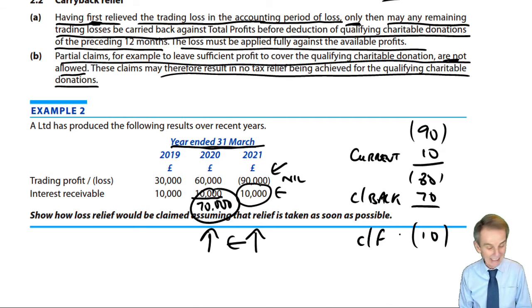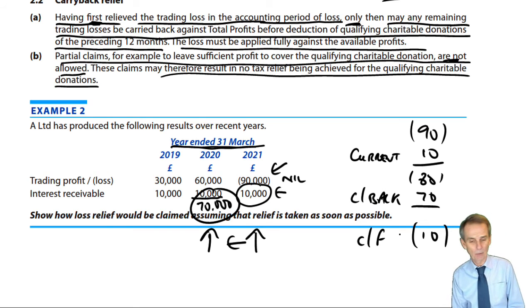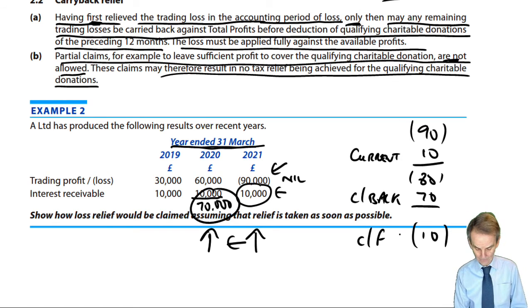There's only one thing that can be done with that, it must be carried forward. Now, again, you have a look at what we've done there. I know I've gone through that quickly, but hopefully you've got the idea behind this. To relieve as soon as possible equals current period claim followed by carry back claim. Both are against total profits, and there are no partial claims.